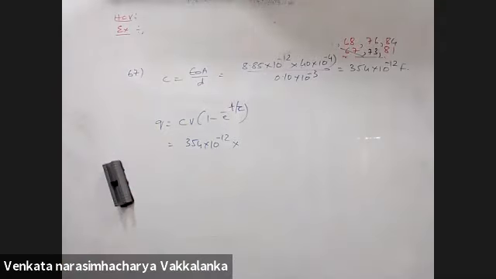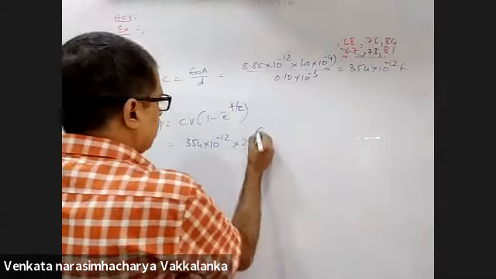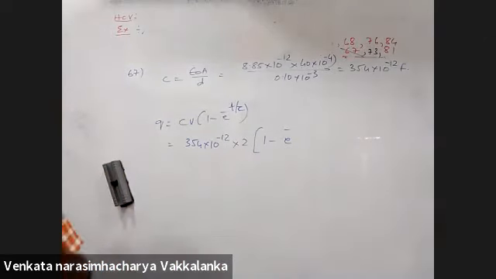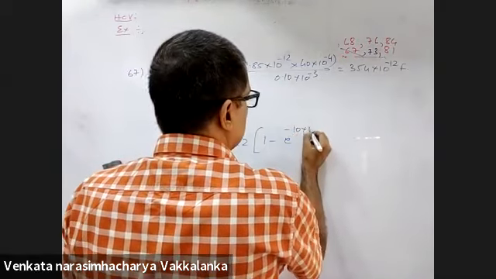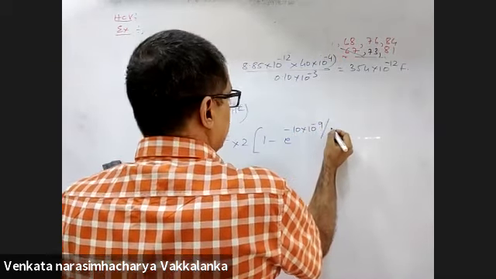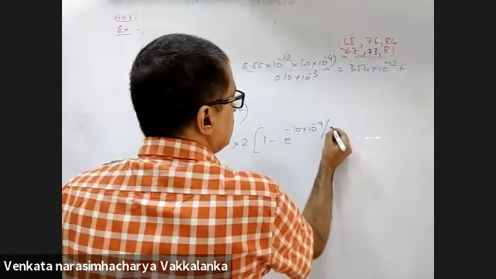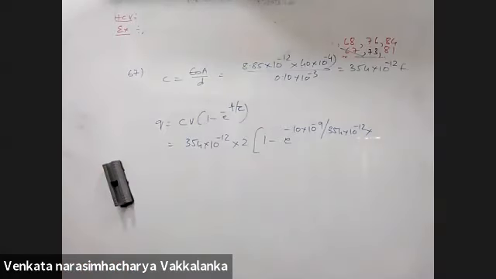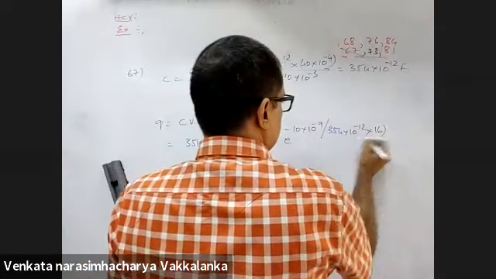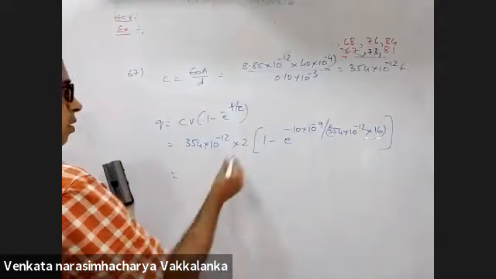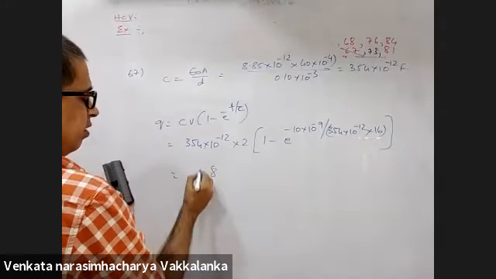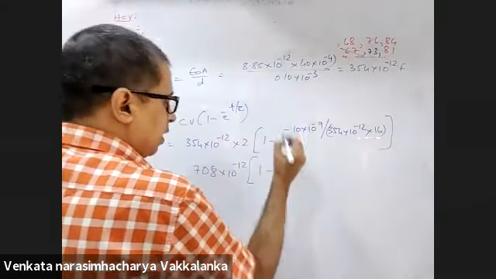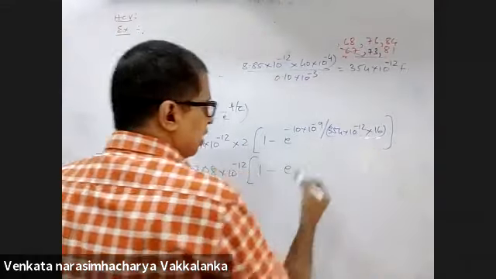How much is the battery voltage he gave? He has given 2 volts. 1 minus e to the power minus. How much time did he give? 10 nanoseconds. 10 into 10 raised to minus 9 divided by C into R. C is 354 into 10 raised to minus 12 into resistance, how much did he give? 16 ohms. Wonderful. So 8.85 into 4 is 35.4, 708 into 10 raised to minus 12, 1 minus e to the power. You will have to tell the value of this.